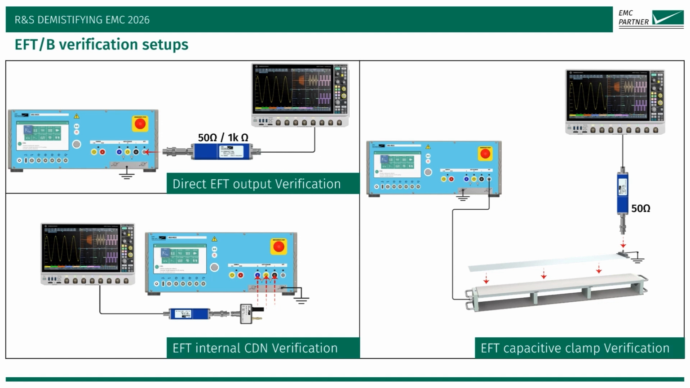Next, we move to the EFT internal CDN verification. This step is critical because it verifies that the transients are correctly passing through the decoupling network without excessive attenuation or distortion. Finally, for tests using a capacitive coupling clamp, we must verify the test setup as shown in the right picture diagram, with a 50 ohm load and also using a transducer plate.